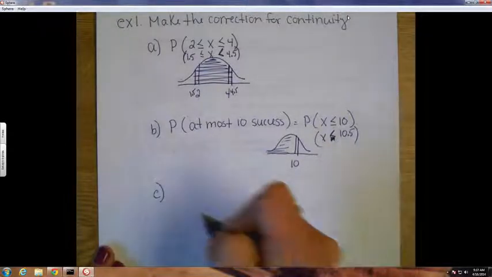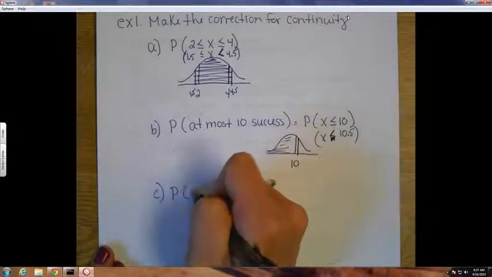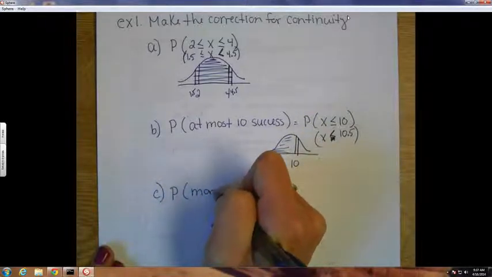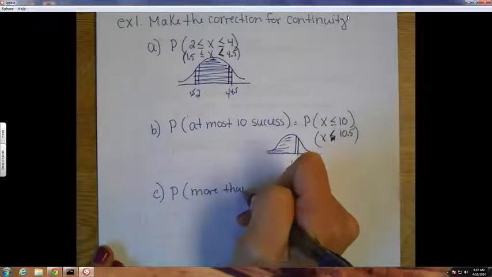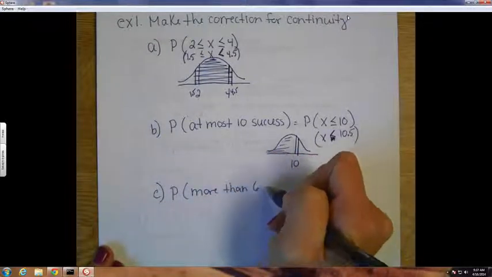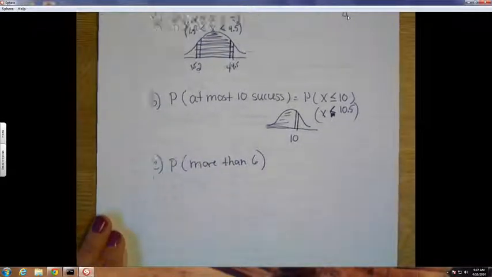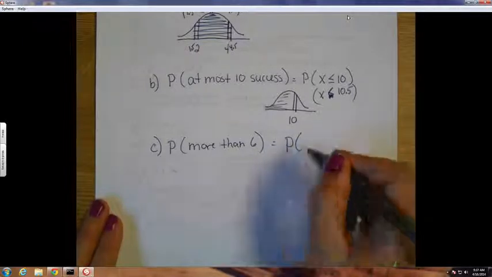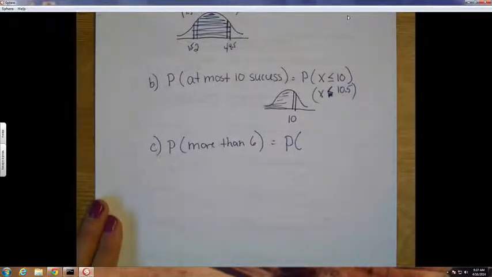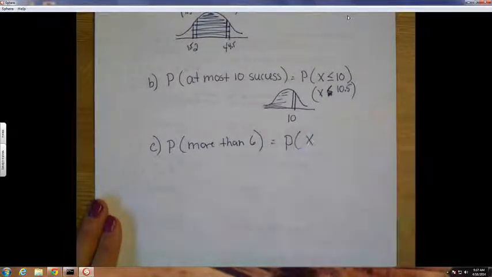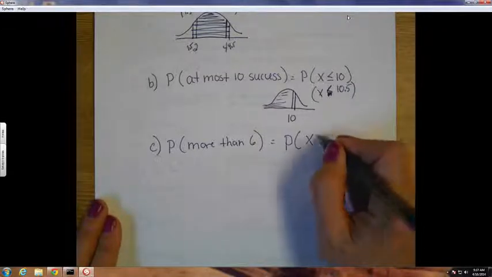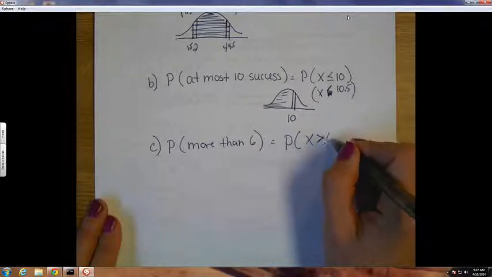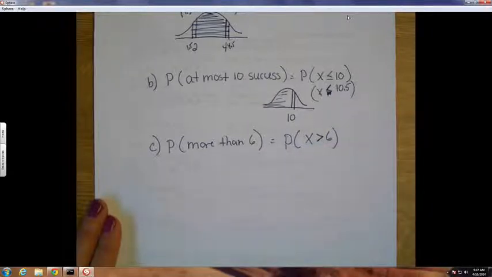All right, how about the probability of getting more than 6 successes? More than 6. Rewrite it as an inequality for me, then we'll correct it. What symbol's going in there for more than 6 successes? Greater than 6. Okay.